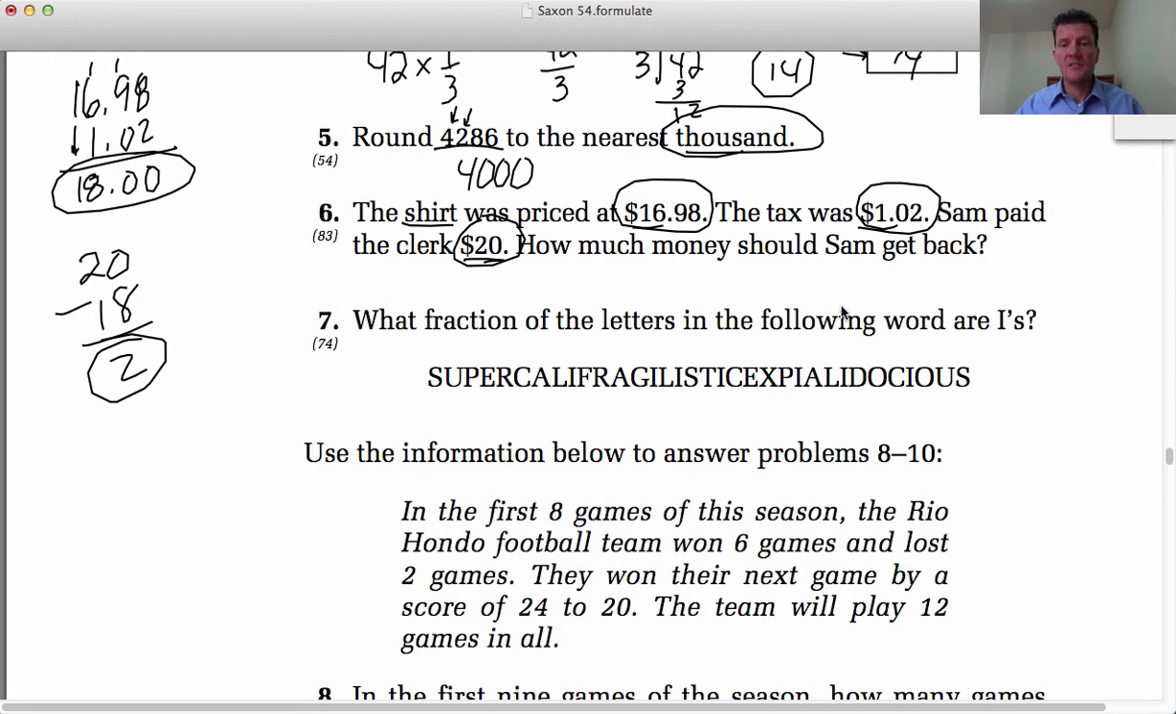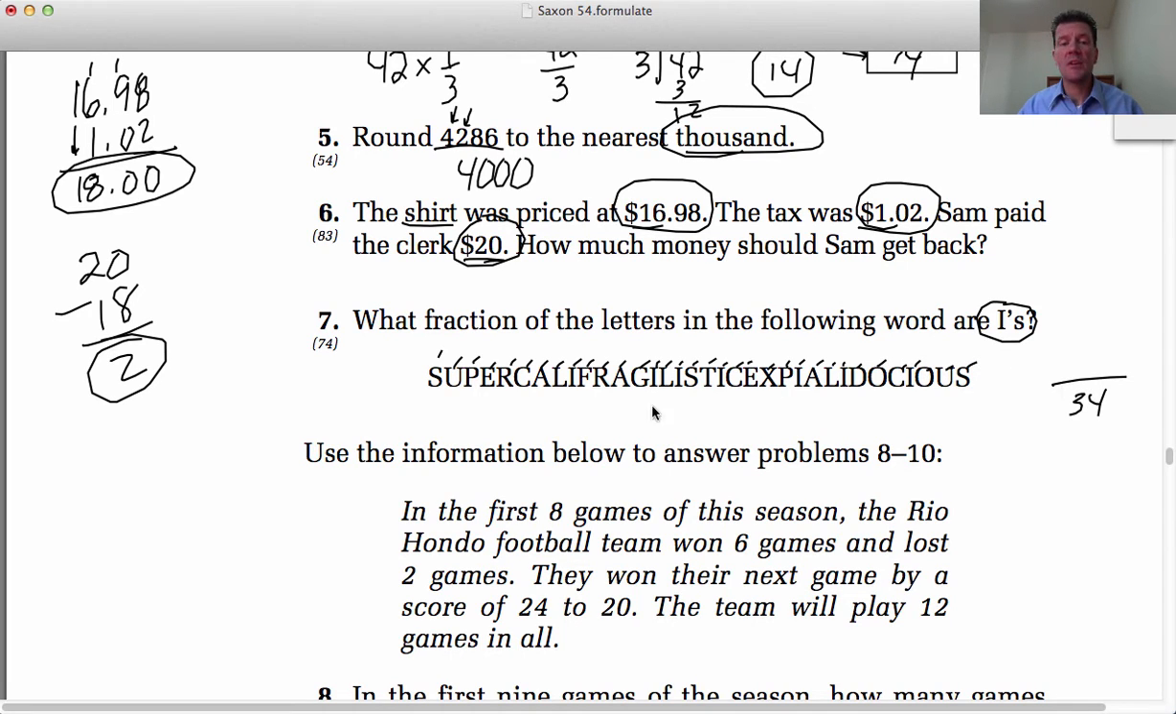What fraction of the letters in the following words are I's? Well, we need to figure out first the total. So there are how many? 1, 2, 3, 4, 5, 6, 7, 8, 9, 10, 11, 12, 13, 14, 15, 16, 17, 18, 19, 20, 21, 22, 23, 24, 25, 26, 27, 28, 29, 30, 31, 32, 33, 34.